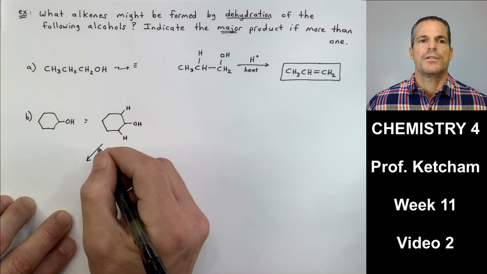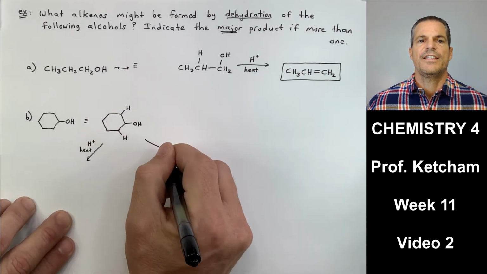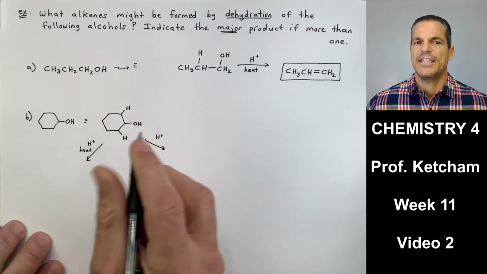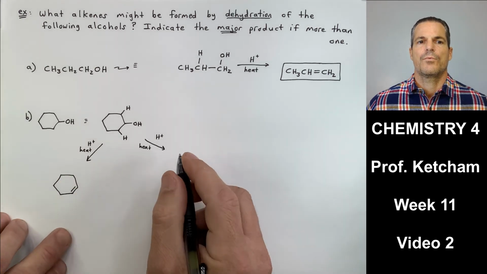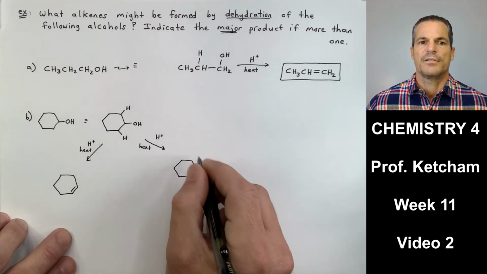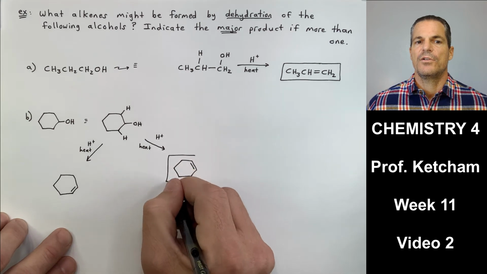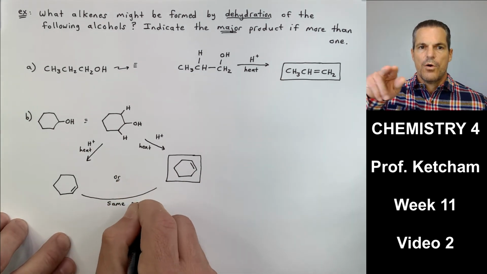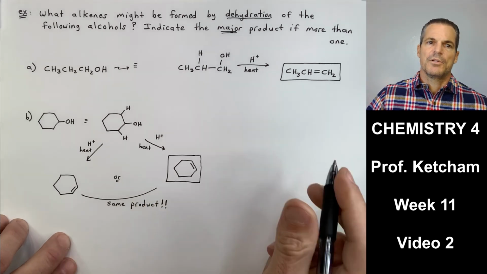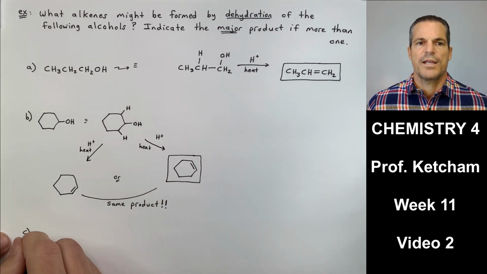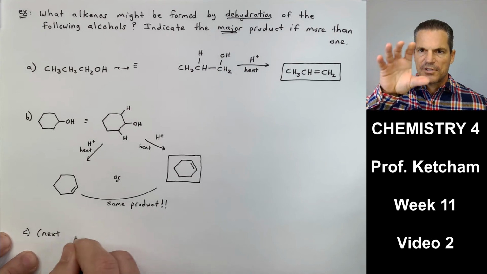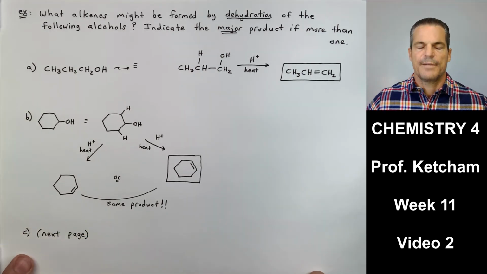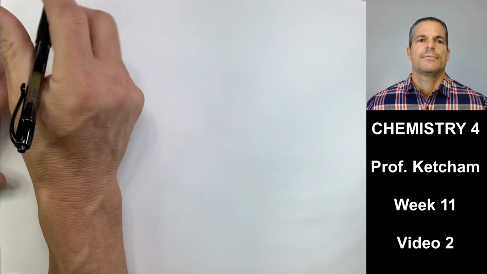So for this next one, if I dehydrate this with H plus and heat as my reagents, I get the double bond. Now you might think you get two different products, right? Because if you have an OH, I've got the H above and the H below the OH on my ring. But really, it's the same product. I could just flip them like that, right? Swivel it.